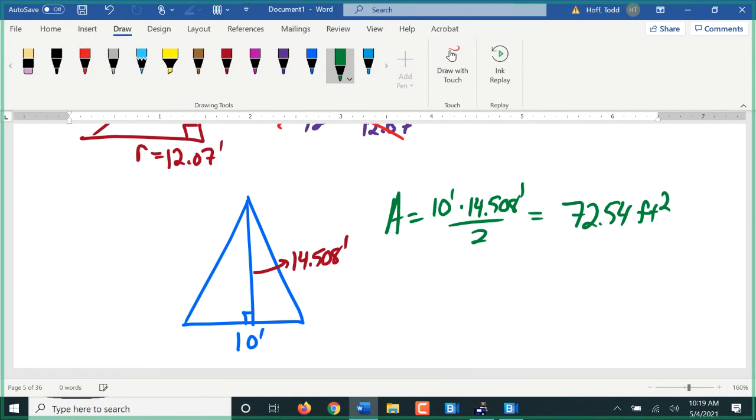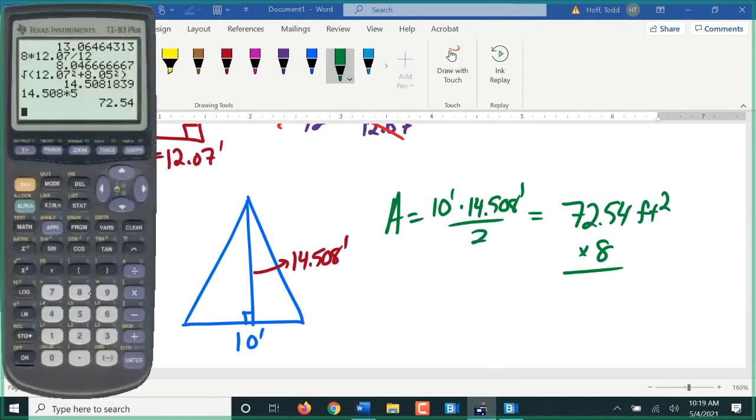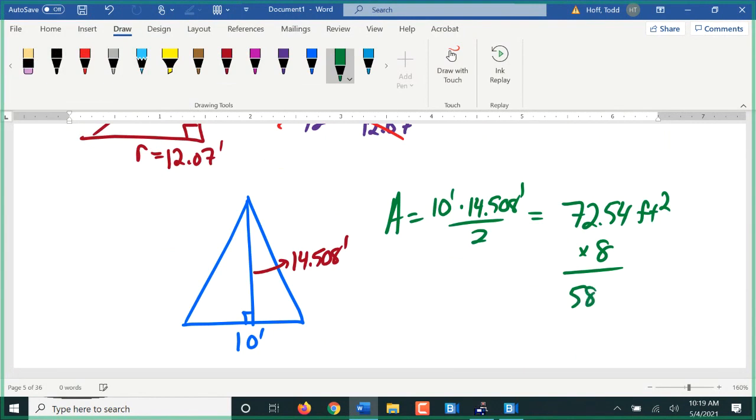But now that's an 8-sided roof, so there's 8 of those. So times 8, giving us 580.32 square feet of roof area. So that is all of the dimensions that we would need for that piece.